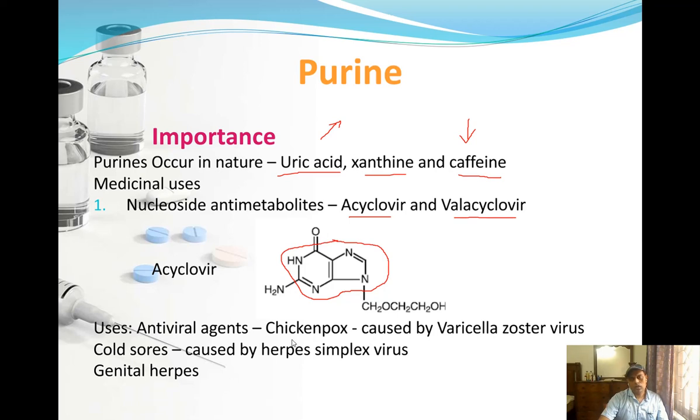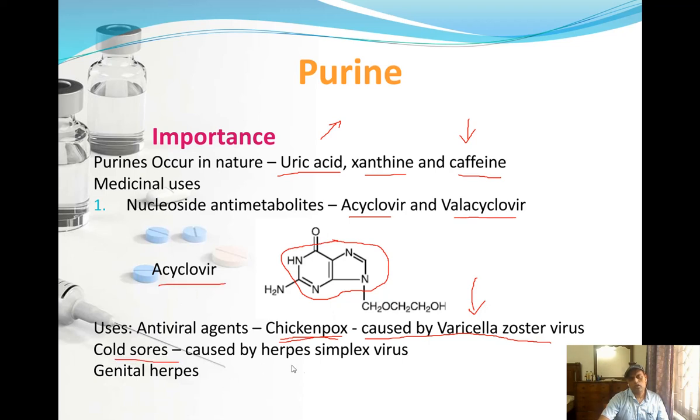So they are used in chickenpox. Acyclovir is used in chickenpox, and chickenpox is caused by the varicella zoster virus. Right, chickenpox. You might have seen chickenpox as red bumps or blisters all over the body. That is the chickenpox. It is treated with acyclovir.